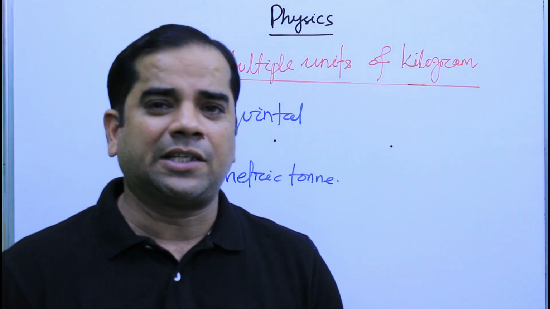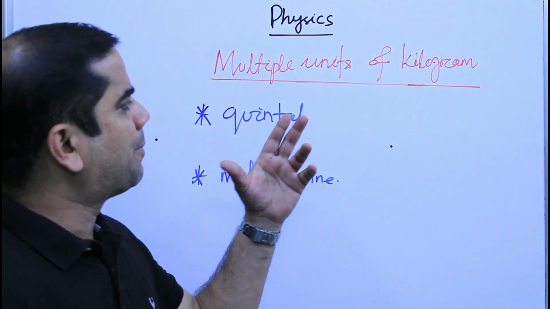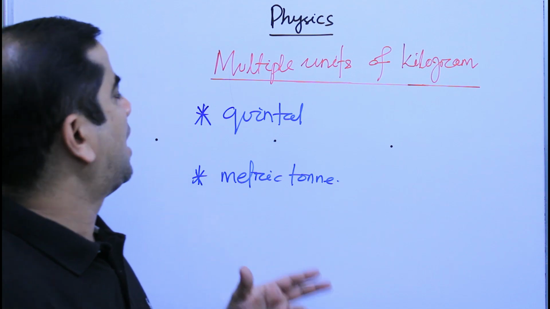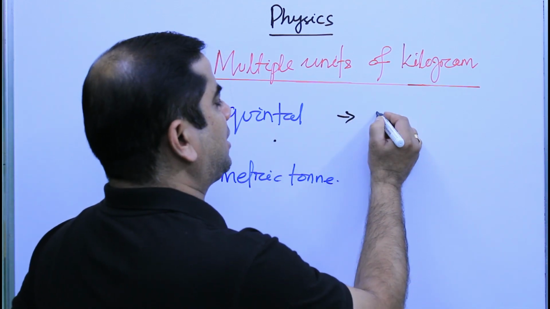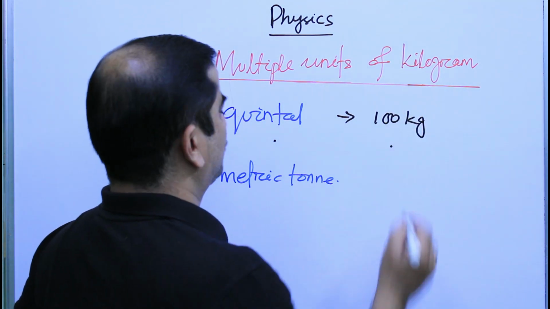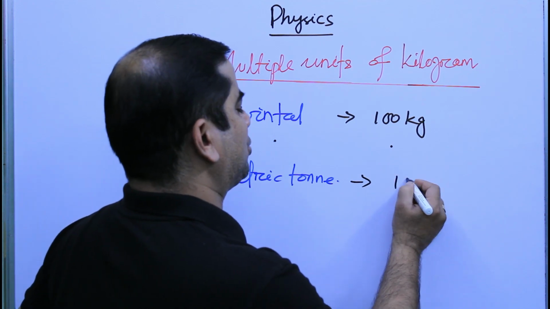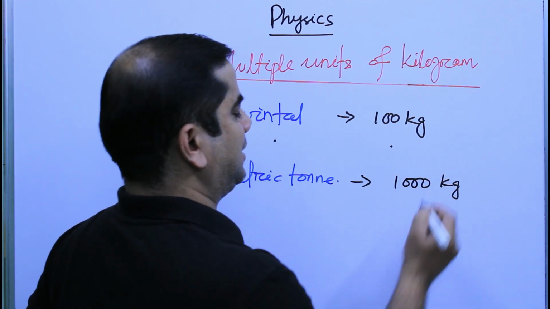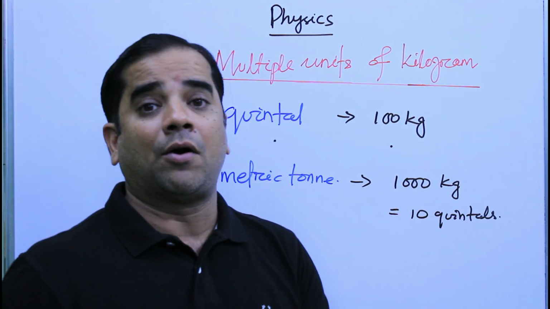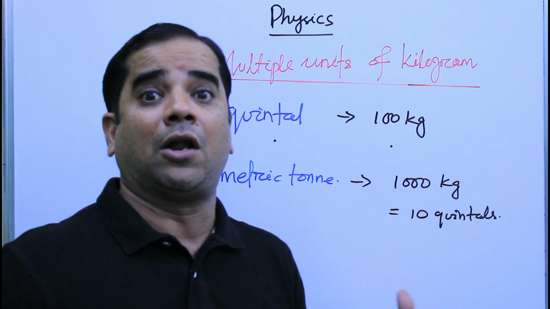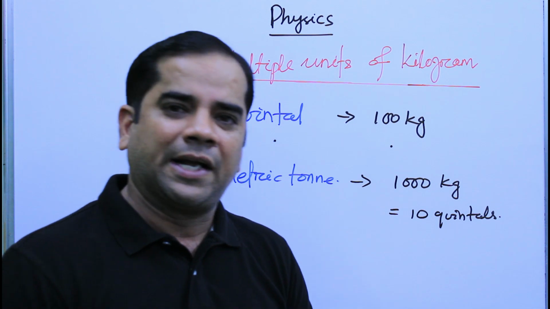Students, let us now discuss some multiple units of kilogram. The multiple units of kilogram that we commonly use are quintal and metric ton. Quintal is nothing but 100 kg. So 1 quintal is equal to 100 kg, and 1 metric ton is equal to 1000 kg, that is equal to 10 quintals. You might have heard about 100 metric ton of iron, 10 quintal of rice. In that way we use such multiple units of kilogram.